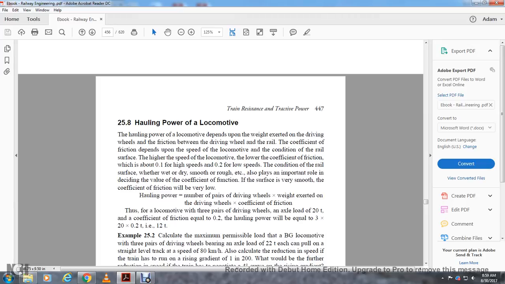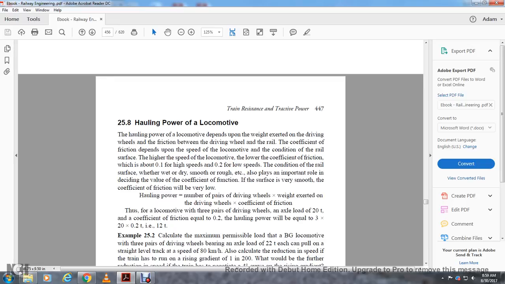The condition of the rail surface, whether wet, dry, or smooth, and the roughness also play an important role in deciding the value of the coefficient of friction. For a very smooth surface, the coefficient of friction will be very low. Hauling power equals the number of pairs of driving wheels, times the weight exerted on the driving wheels, times the coefficient of friction.